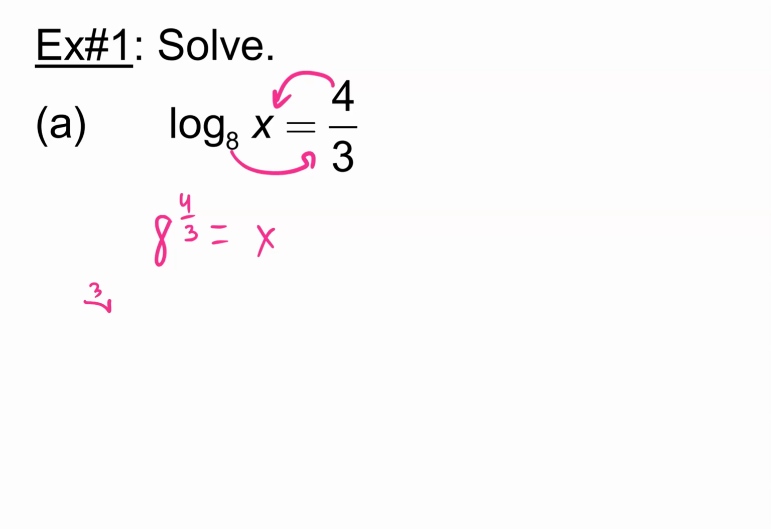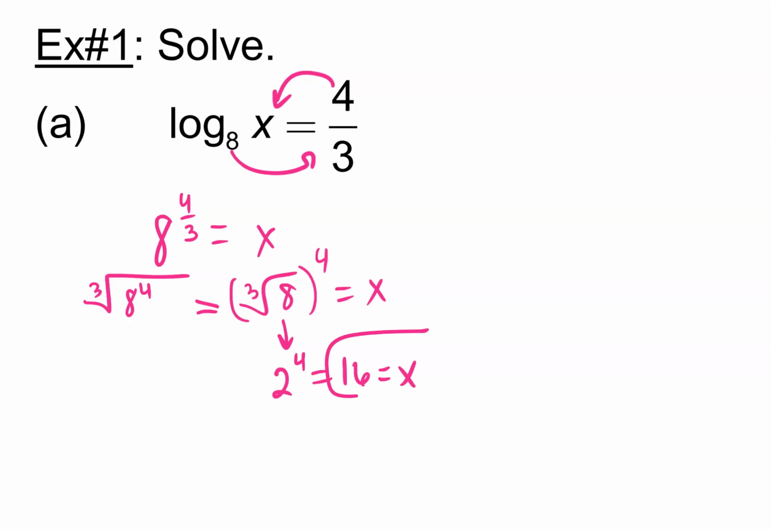So I can say this is the same thing as the cube root of 8 to the 4th, or something that may help us, a little bit of the order, remember from chapter 6, I could say the cube root of 8 and then to the 4th power is equal to x. So the cube root of 8, what times itself 3 times, is 2. So 2 to the 4th is 16, and that's what x is going to be equal.